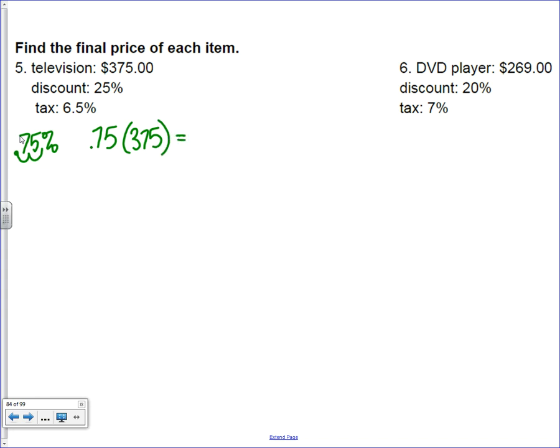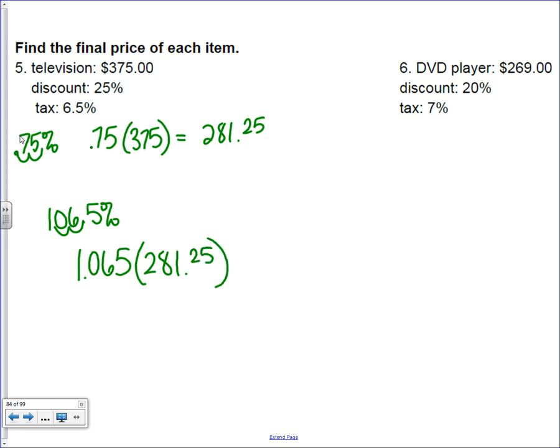When I do that, I get $281.25. Now I have to apply the tax. So now I have to add 6.5%. So right now my cost is $281. 100% of my cost right now is $281. So now I'm going to add my 6.5% tax on top of it. Move my decimal place 2 spots, I get 1.065 times that discounted amount, and I get a final price of $299.53. Again, make sure we are rounding to 2 decimal places.